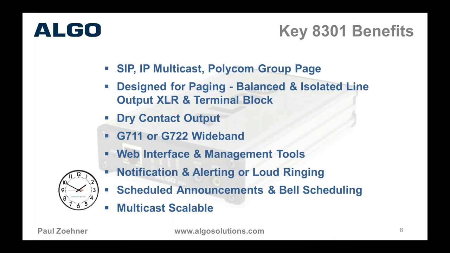This fourth item, G.711 or G.722 wideband, is really important because through the 8301, if you have phones that support HD voice or wideband or G.722, you can get that audio quality right through to the amplifier, which very often does support wideband, but that wideband is blocked by the ATA, which typically is G.711 only. The device is managed through a web interface and other management tools, so it can be remotely managed. Everything is through a web interface, so you don't have to be on site or you don't have to have access to the device to change configuration.